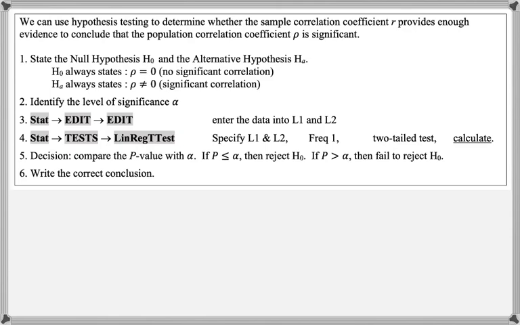Next, we have to identify the level of significance, then enter the data into the lists, and then go to the Tests menu and select the Linear Regression t-test. Then make our decision and conclusion.